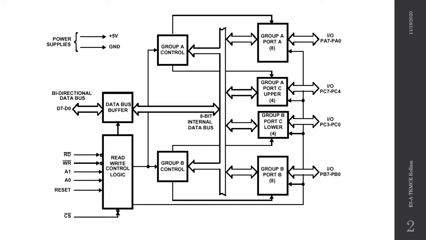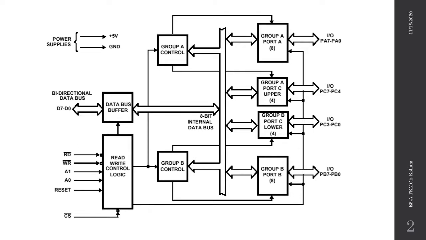For the purpose of controlling these 4 I/O ports, they are divided into 2 groups. That is Group A and Group B. Group A contains port A and port C upper, and Group B contains port B and port C lower. Then data is transferred between the microprocessor and the 8255 through the bidirectional data bus D0 to D7.